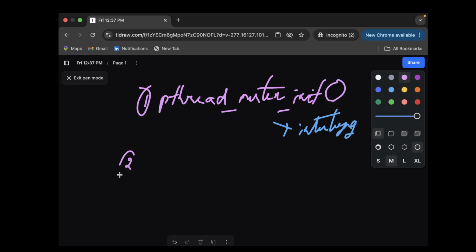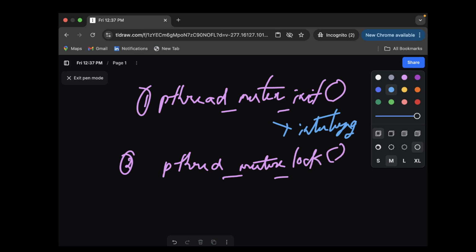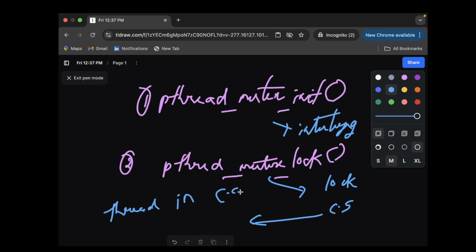The second is basically to lock. We have pthread. So what this does is it puts that lock. The moment a thread enters into a critical section, a lock is made. So thread in critical section, lock is made.